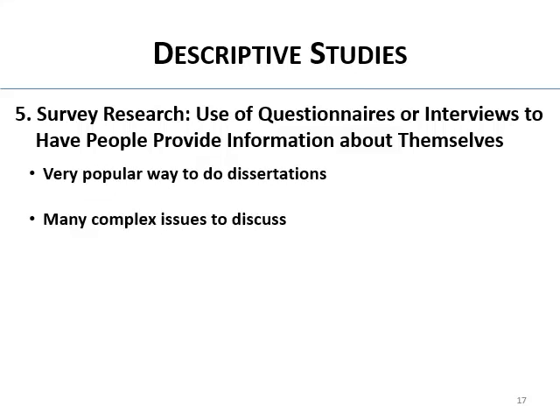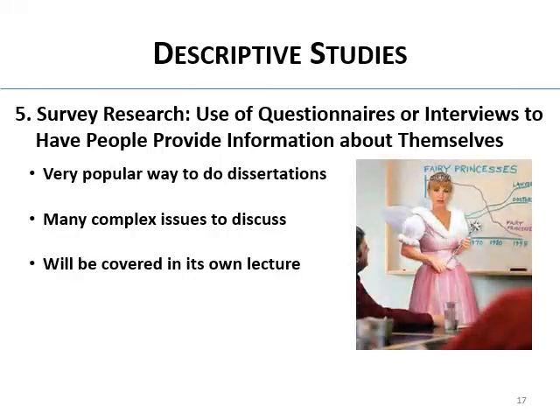So the final type of descriptive study is survey research. Survey research is the use of questionnaires or sometimes interviews to have people provide information about themselves to you for your dissertation or study. Survey research is very popular for dissertations, and it also has some of its own issues regarding how people respond, how many folks you need to sample, and whether they use response sets. So it actually is going to get covered in its own lecture. So that is coming up.